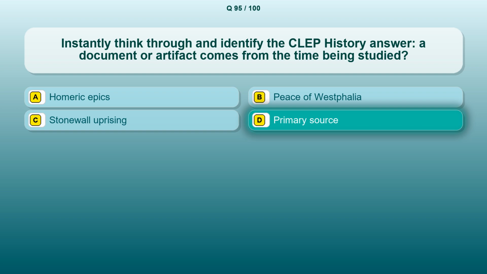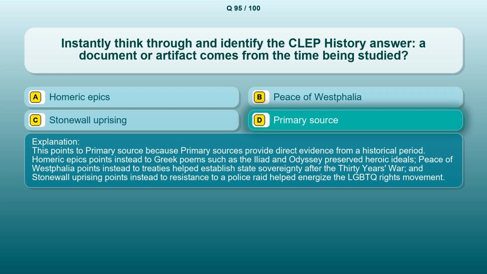The correct answer is option D, primary source. This points to primary source because primary sources provide direct evidence from a historical period. Homeric epics points instead to Greek poems such as the Iliad and Odyssey preserved heroic ideals. Peace of Westphalia points instead to treaties helped establish state sovereignty after the 30 Years' War, and Stonewall Uprising points instead to resistance to a police raid helped energize the LGBTQ rights movement.